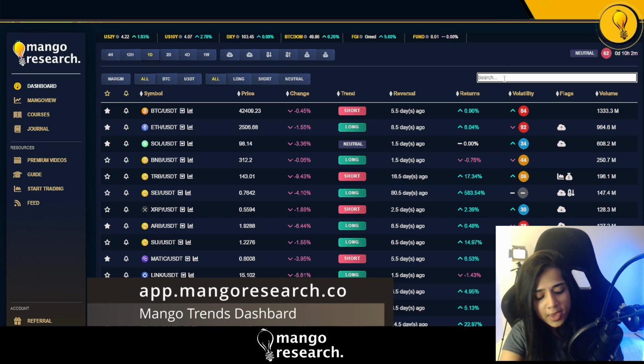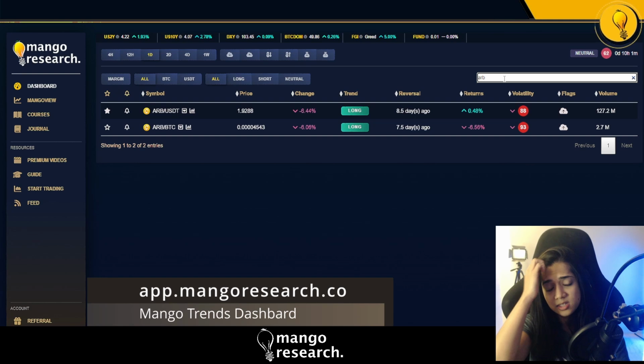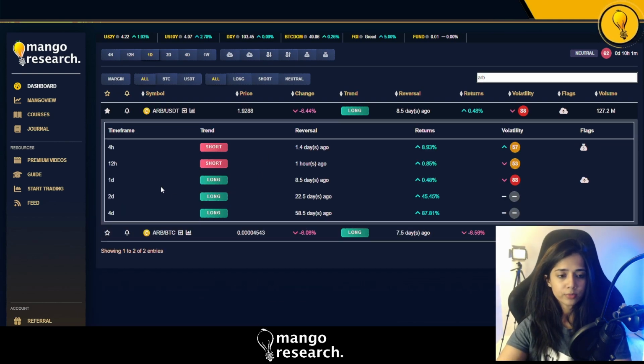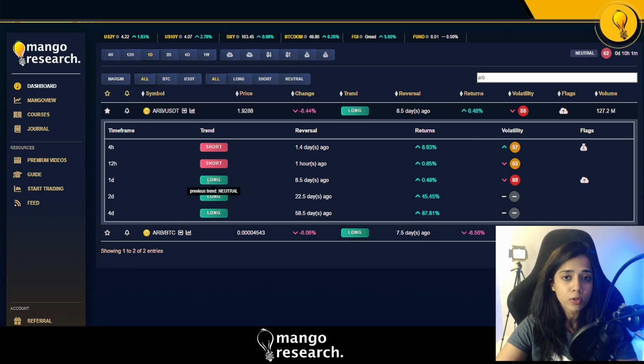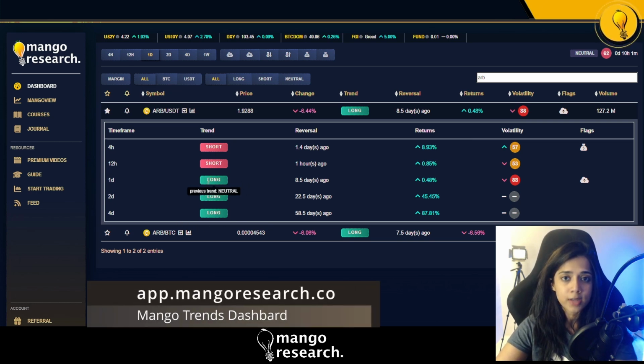So go ahead and check it out on app.mangoresearch.co. We're going to go ahead and filter out Arbitrum from this list. ARB is the ticker symbol. And there we go. Okay, so right now what this picture is telling me, 4-hour time frame to the 12-hour time frame is giving me short trends. When you see a short trend, it's telling you that, hey, the bears are in control on both those time frames. However, your daily time frame to the 4-day time frame, that's long, telling me that the bulls are in control on your higher time frames.